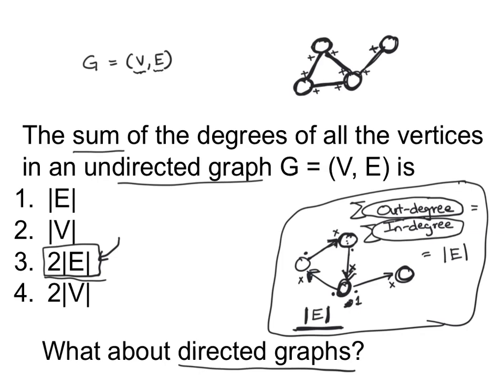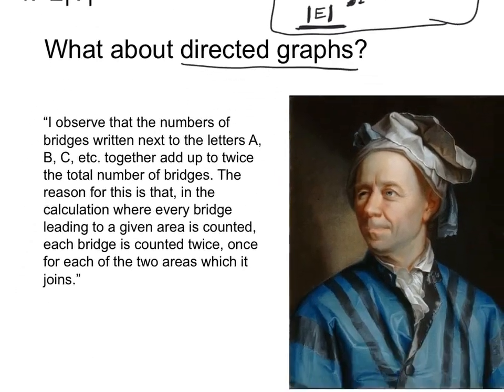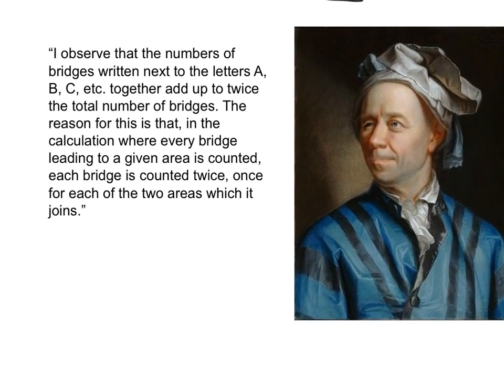Now Euler said the same thing for undirected graphs in this language. Here's what he wrote. I observe that the numbers of bridges written next to the letters A, B, C, etc. together add up to twice the total number of bridges. Okay, so he's talking about undirected graphs here, since the map of the 7 bridges of Königsberg was an undirected graph. And the reason for this is that in the calculation where every bridge leading to a given vertex is counted, each edge is counted twice, once for each of the two vertices at its endpoints.